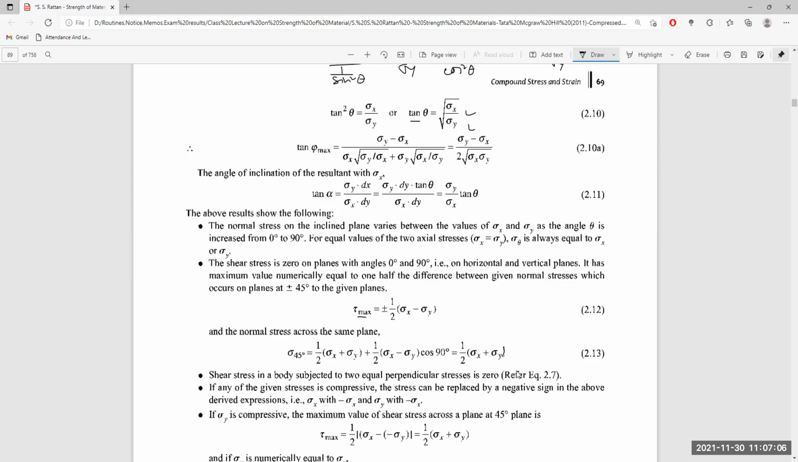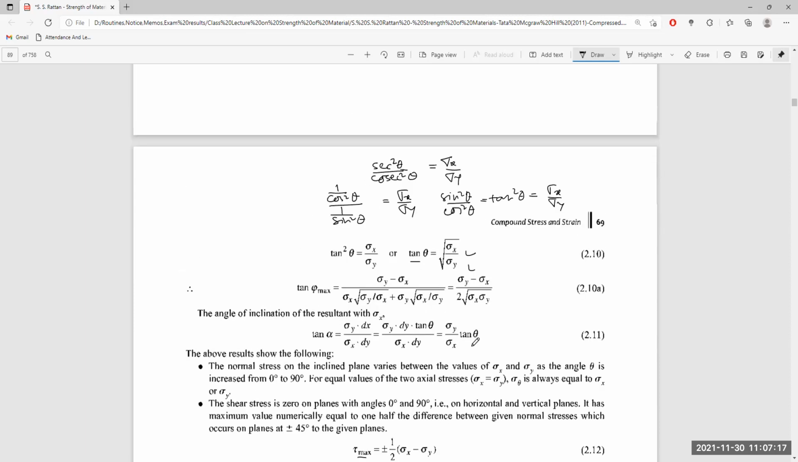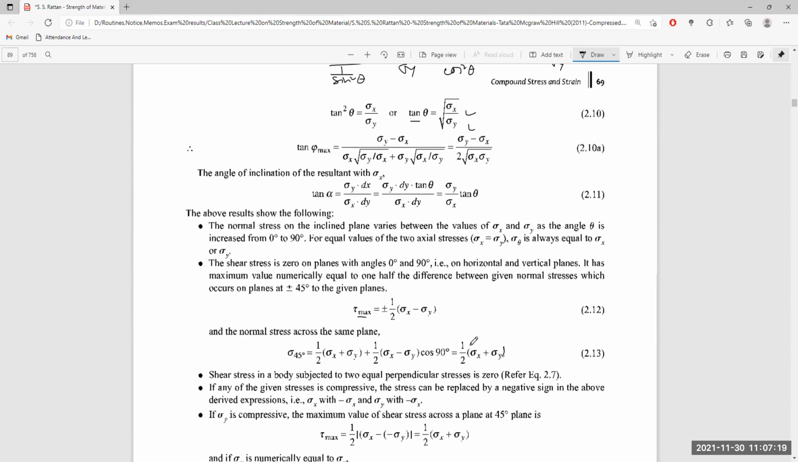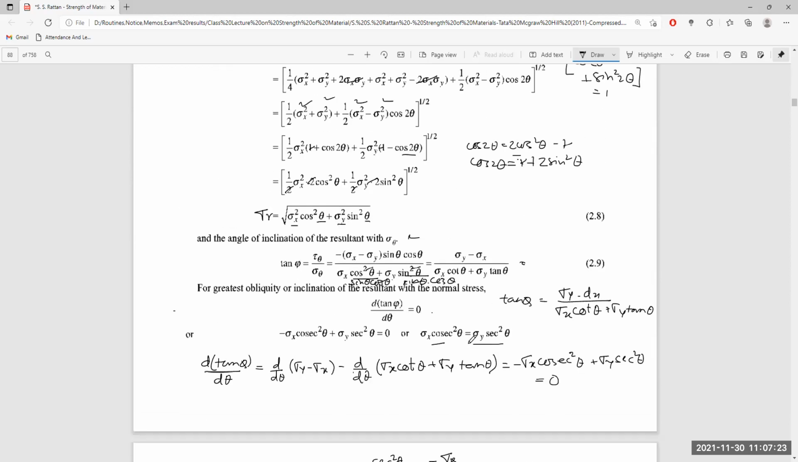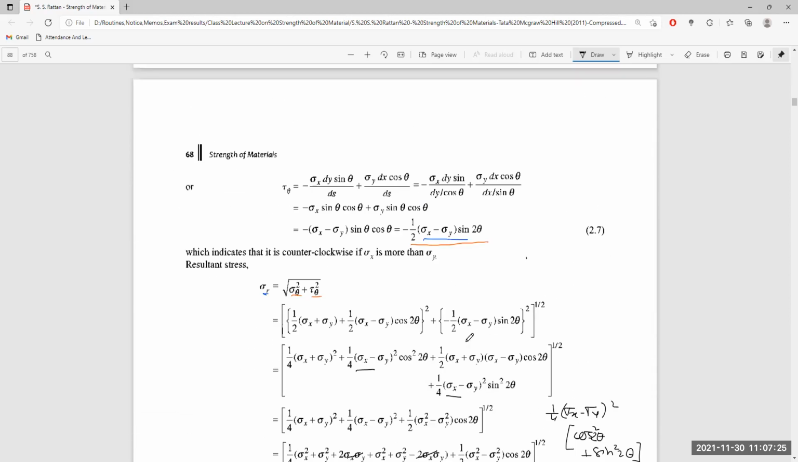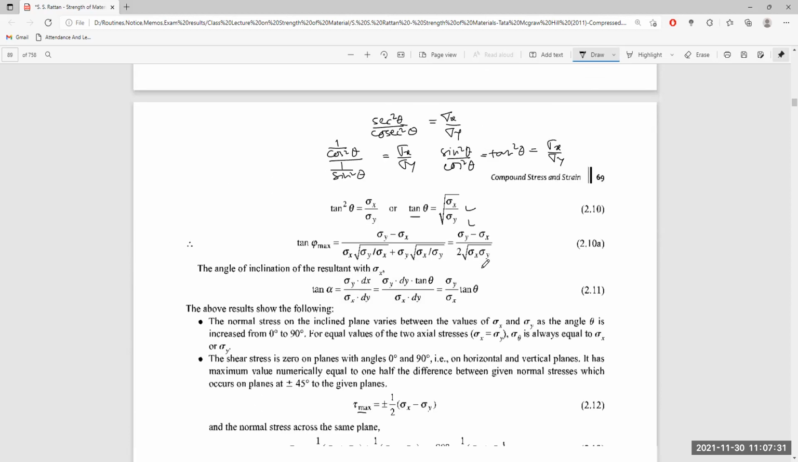The shear stress in a body subjected to equal perpendicular stresses is 0. So if a body has sigma x equal to sigma y, then what happens? In the shear stress tau theta expression, sigma x minus sigma y will be 0. So this tau theta will be equal to 0 itself.